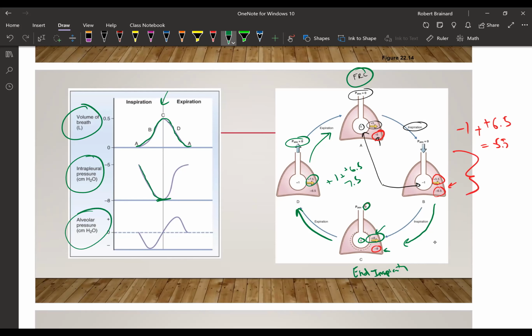Then with alveolar pressure, in order to get air to move into the lungs, we have to decrease it, and in this scenario it is -1 right there, compared to atmospheric pressure. And then over here, alveolar pressure increases to a +1, so that we can blow air out during expiration.